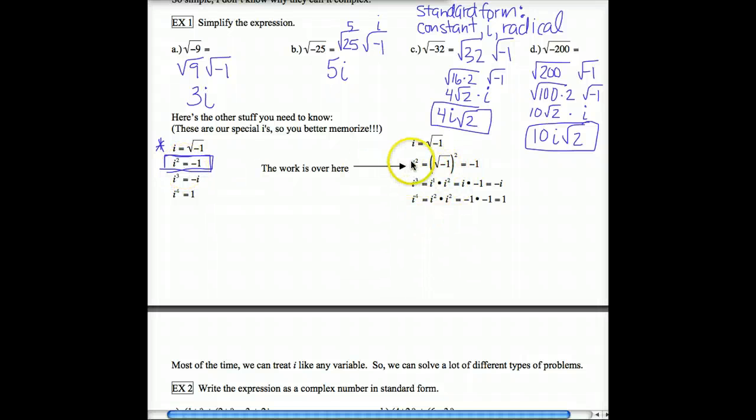Here's the work. I wrote it all out. i squared, well, if i is the square root of -1, the square root of -1 squared, remember, to square a square root just takes away the square root symbol. So that's why. i cubed is going to simplify to -i. Again, I've got the work over here. If we know that i squared is -1, then we're multiplying that times i, which gives us the -i. And then likewise, i to the 4th is 1, because i to the 4th is i squared times i squared, which is -1 times -1, which gives you +1. So these 4 special i's you need to know, because we're going to need to simplify using that information.